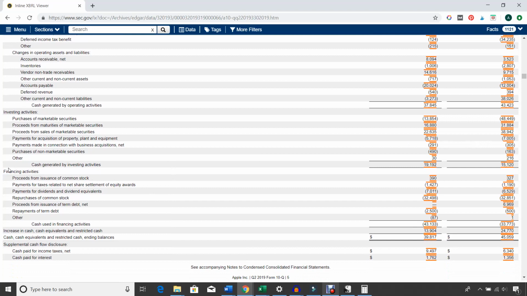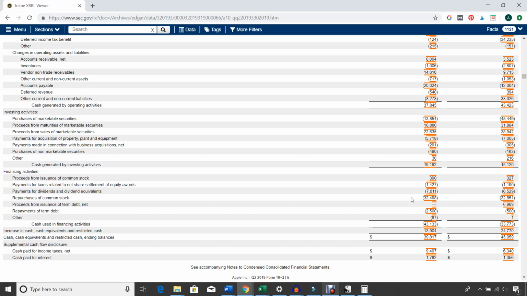And finally, you have your cash from financing activities. As the name suggests, this basically relates to any cash flow related to debt or equity financing, raising money or paying money back to your borrowers. So it looks like the biggest line item in the financing section is the repurchase of common shares. They purchased, looks like, $32.5 billion of the shares back in 2019.